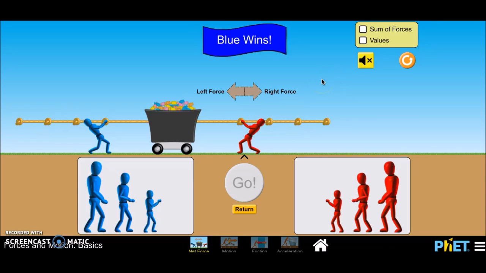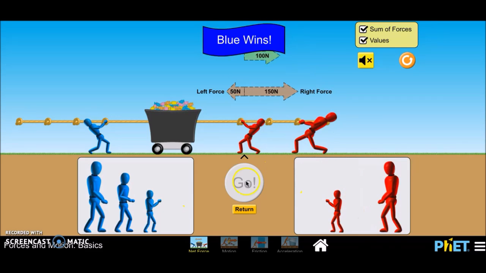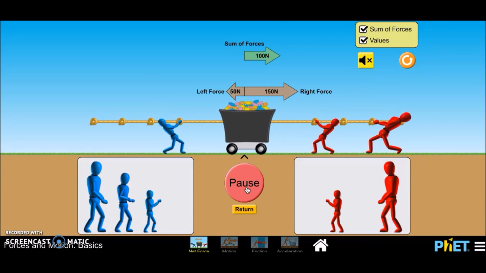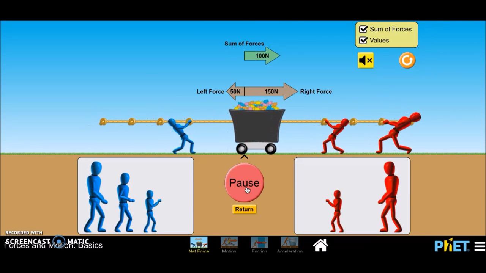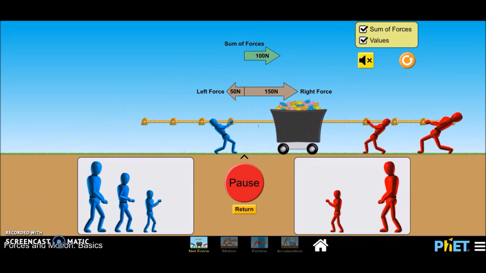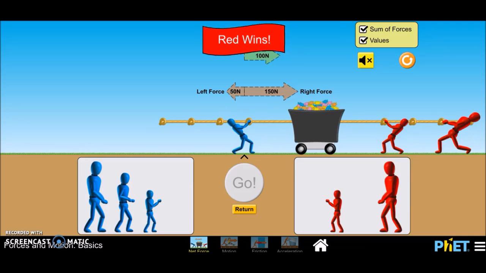And this application is particularly useful because you can get students to do it on their iPads or the device they've got at hand, and they can also turn on things like values and show the sum of forces to give them a sort of more mathematical framework to understand what's going on. There are other applications, we won't go through them today, but at your leisure feel free to explore them and make use of them. So here's an example of the values. This time red force is greater at 150 newtons compared to the left force of 50. And there's a sum of force of 100 newtons going to the right.